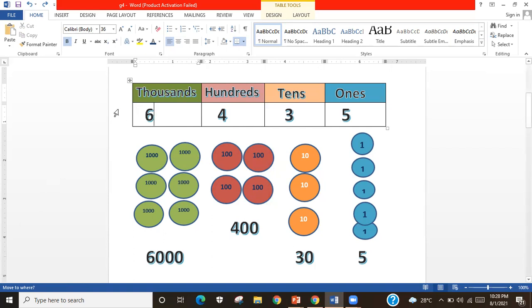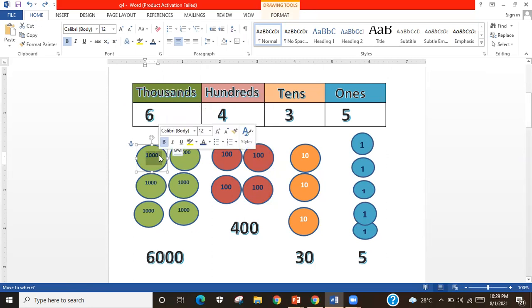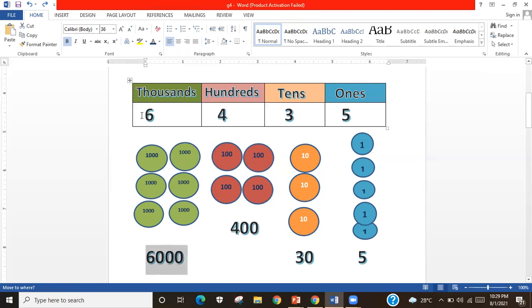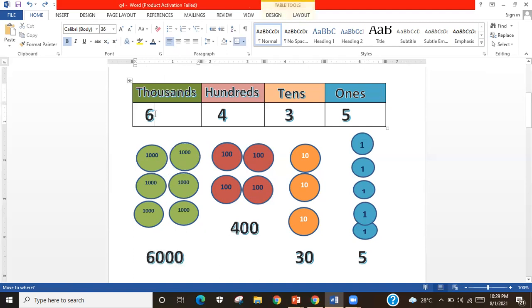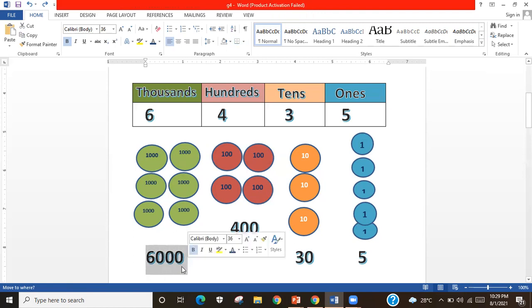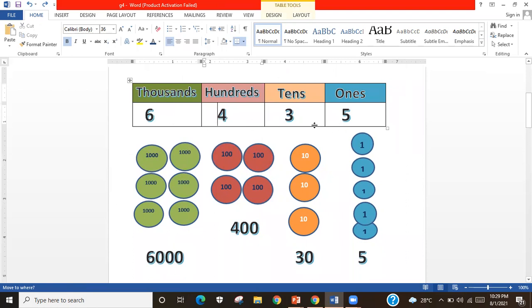You can see the green circles of thousands. Each circle shows 1000 itself. So you can add each circle in green: 1000, 2, 3, 4, 5, 6 equals 6,000. That means the fourth digit always counts as 1000, and that equals 6,000. So if you have the 4 digits 6, 4, 3, 5, how will you identify and count them?